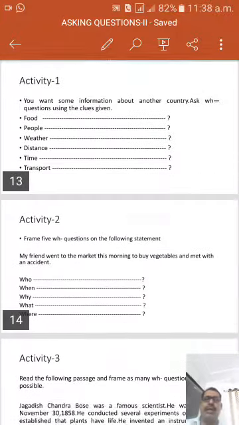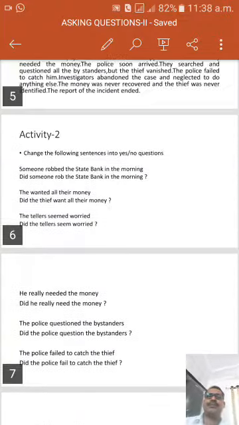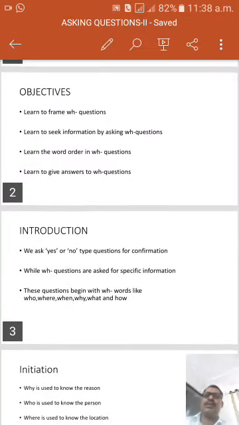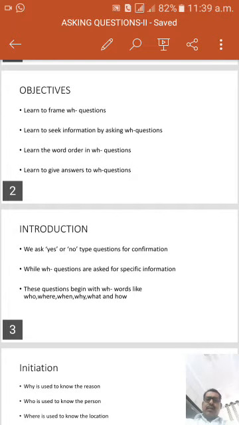Let us have a recap of this lesson from the beginning. So first we discussed the objectives of the lesson. In the objectives, obviously the main objective is learning to frame WH questions and learning to give answers to WH questions and the word order in WH questions.